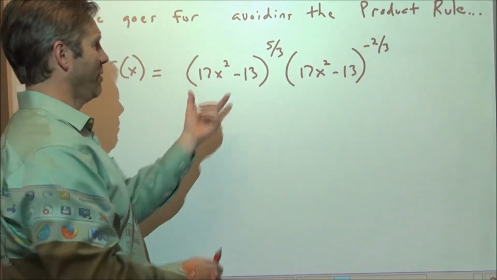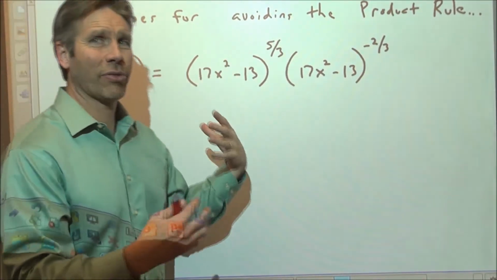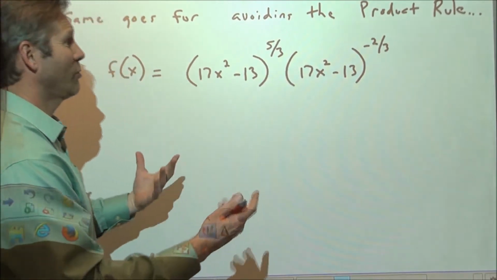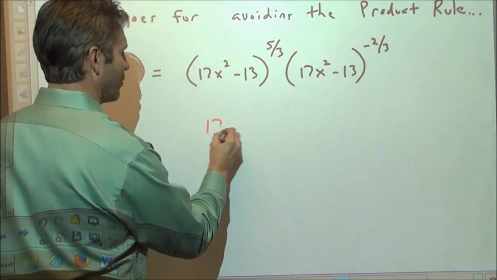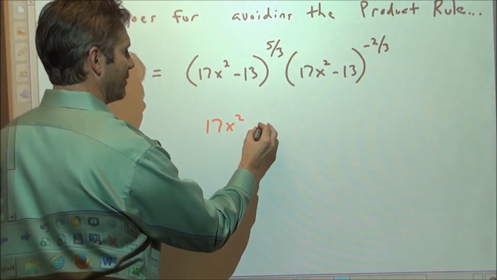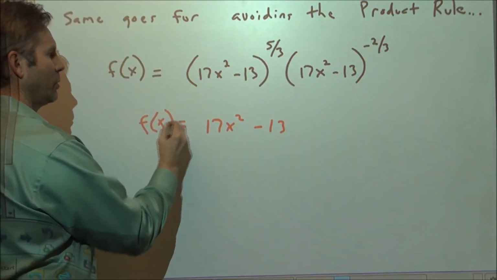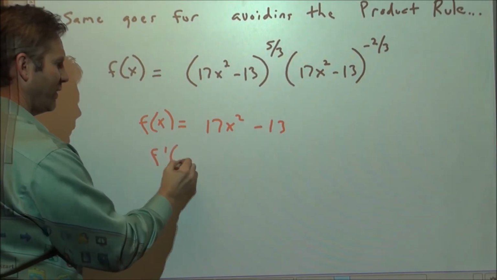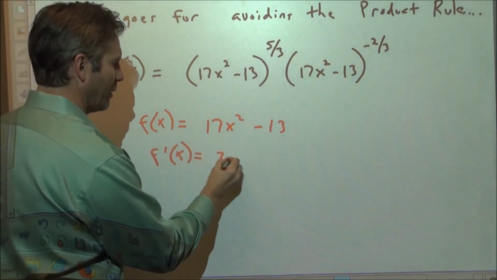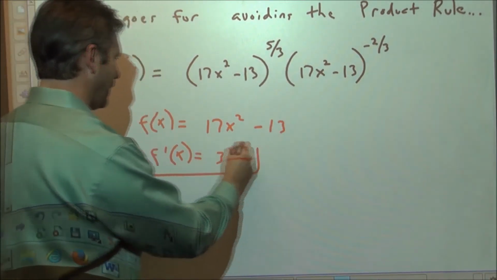So what you're left with is this binomial raised to the 3/3 power, which is raised to the 1st power. So all you're left with here is 7x squared minus 13. That's what this function really equals. So if we take the first derivative, we're going to get 14x, and we are done.